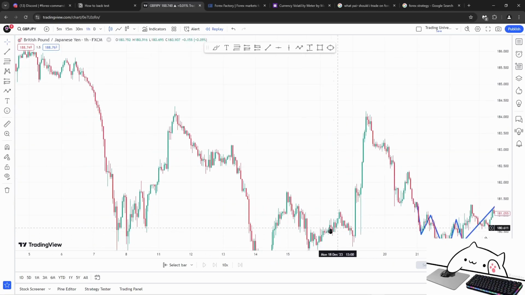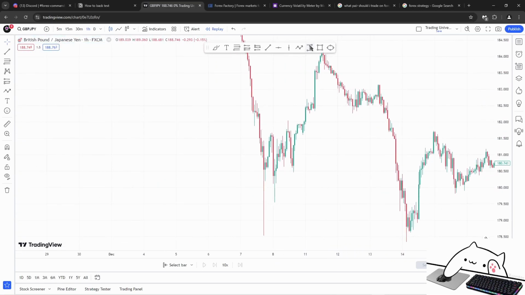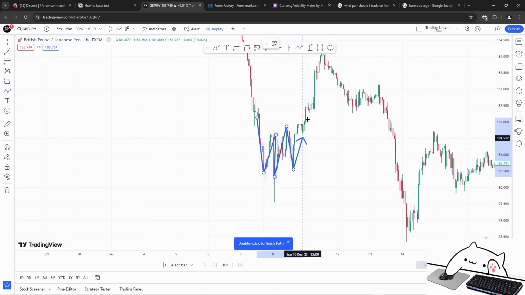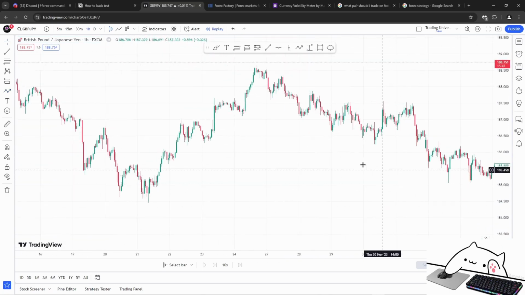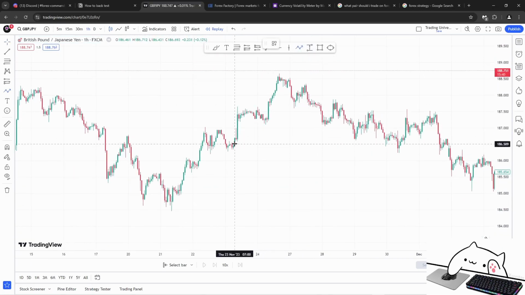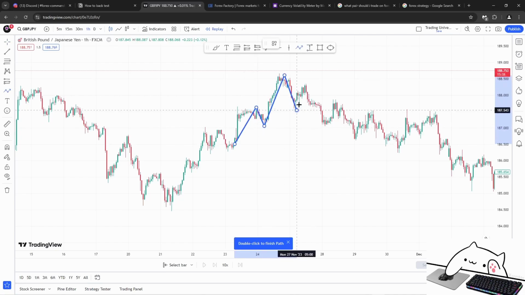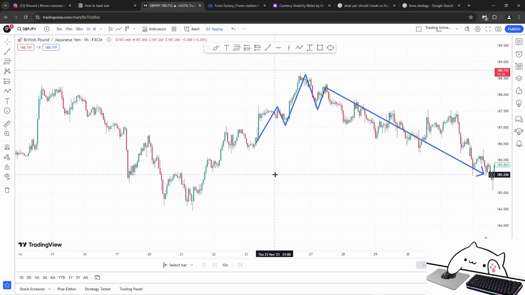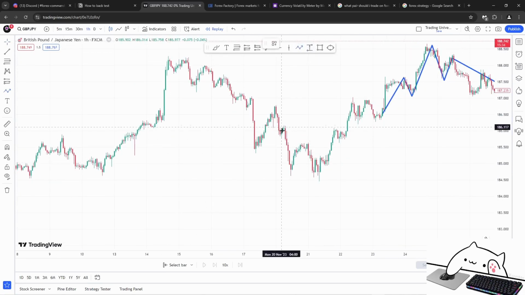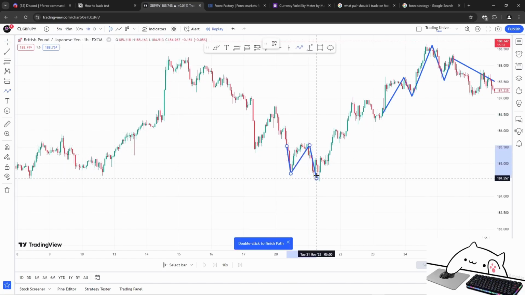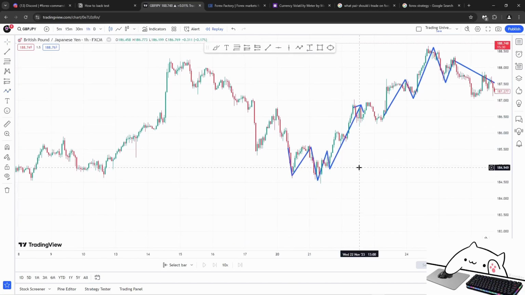So we're going to keep backtesting. We're going to keep going back and looking for that pattern. Again, found it. Enter, buy. Go again. We found it. Enter, sell. Again, we found it.